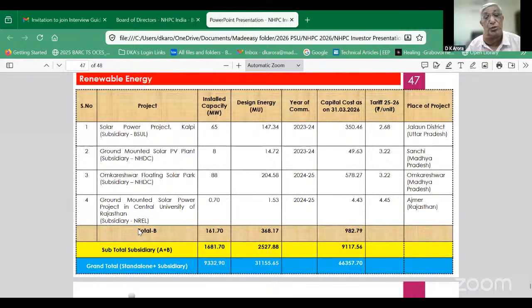Try to absorb as much as possible from this particular presentation. Even if you don't read anything else about NHPC, you are good to go. Okay.